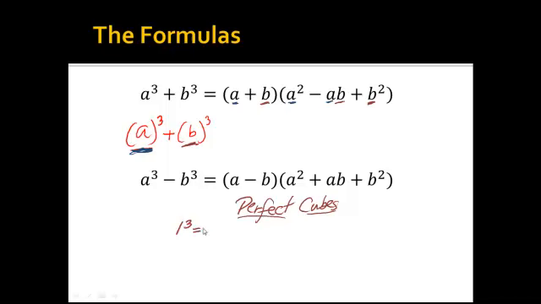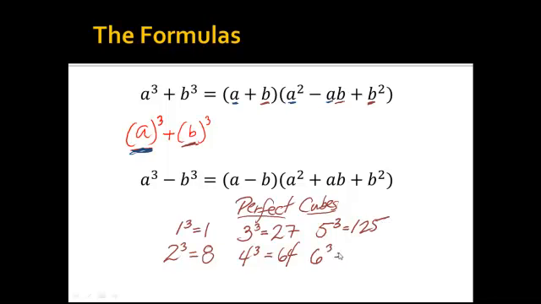1 cubed is obviously going to be 1. 2 cubed is going to be 8. 3 cubed is going to be 27. 4 cubed is going to be 64. 5 cubed is going to be 125. 6 cubed is going to be 216. And 7 cubed is going to be 343.